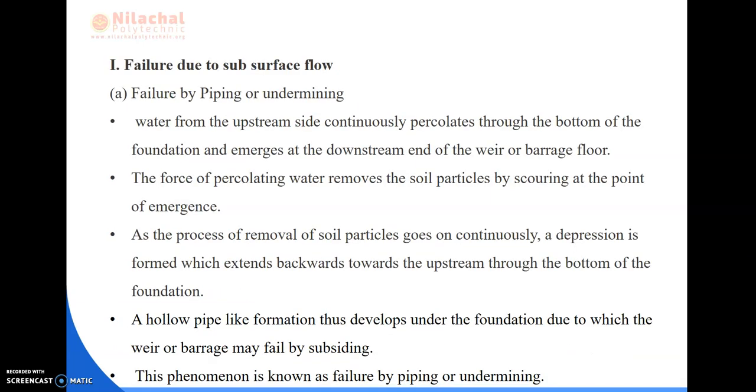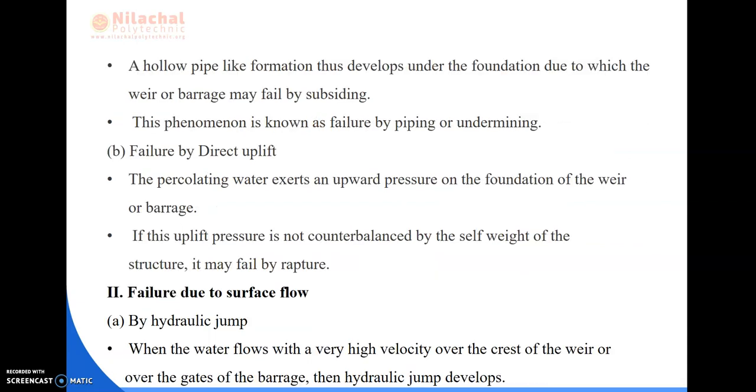In failure by piping or undermining, water from the upstream side continuously percolates through the bottom of the foundation and emerges at the downstream end of the weir or barrage floor. The force of the percolating water removes the soil particles by scouring at the point of emergence. As the removal of soil particles goes on continuously, a depression is formed which extends backwards towards the upstream through the bottom of the foundation. A hollow pipe-like formation thus develops under the foundation, due to which the weir or barrage may fail by subsiding. This phenomenon is known as failure by piping or undermining.